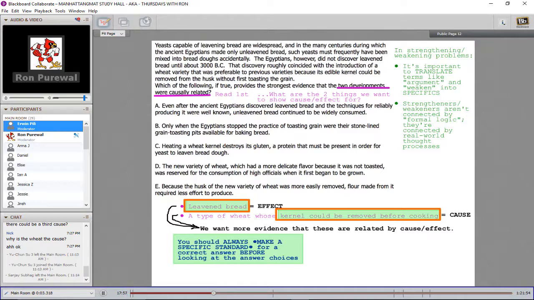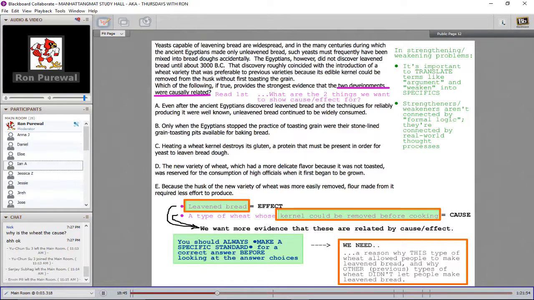Standard for a correct answer: we need a reason why this type of wheat allowed people to make leavened bread, and why previous types of wheat or other types of wheat didn't let people make leavened bread.